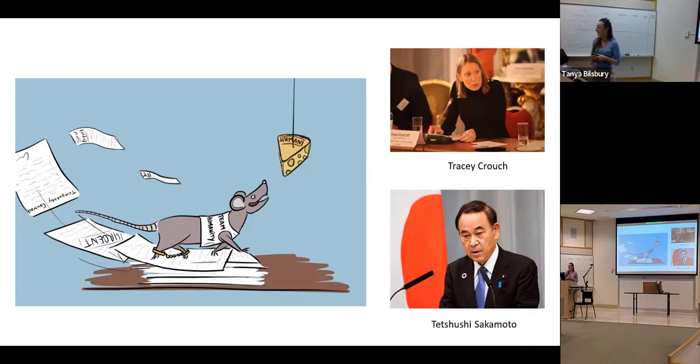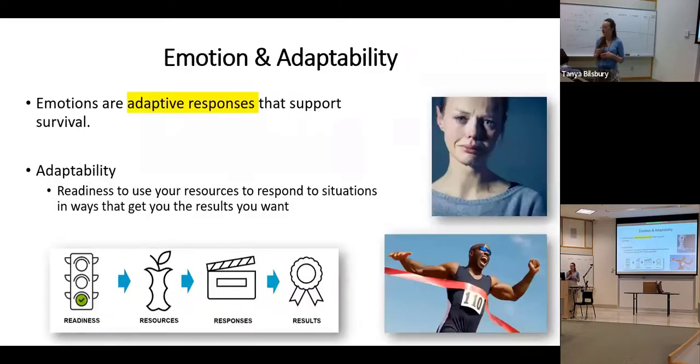Those are highly industrialized nations where people's material needs are abundantly met, but to the detriment of their social and emotional needs. So let's come back to the idea that emotions are ideally adaptive responses that support your success. And we know what adaptability means. You use your resources to respond in ways that get you what you want.